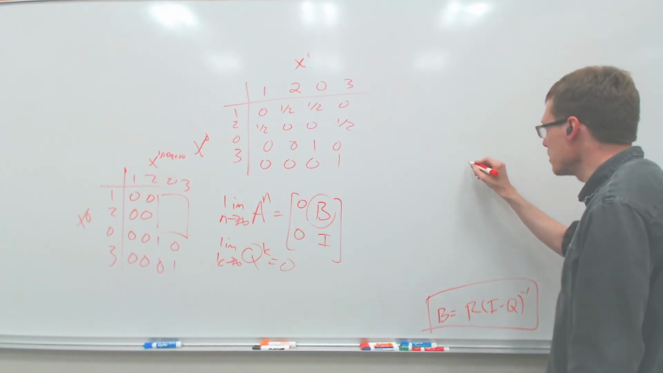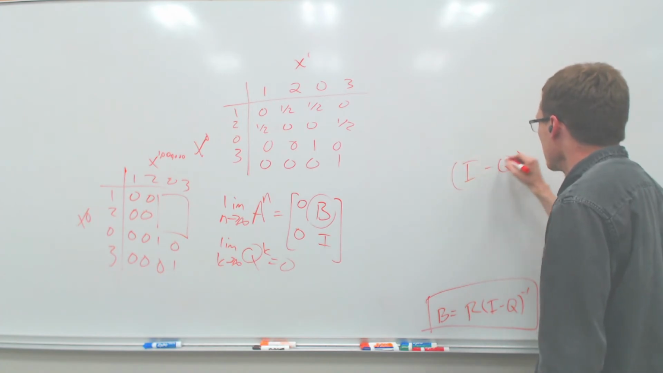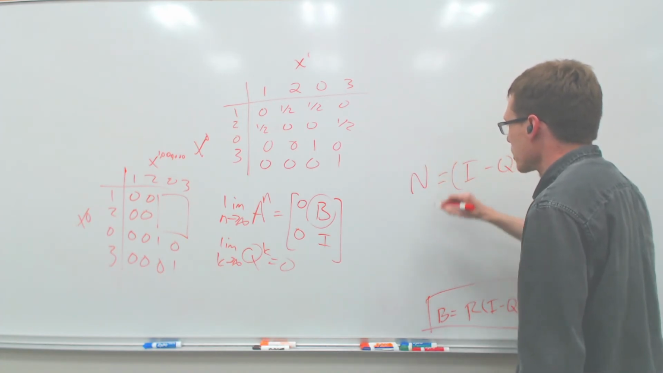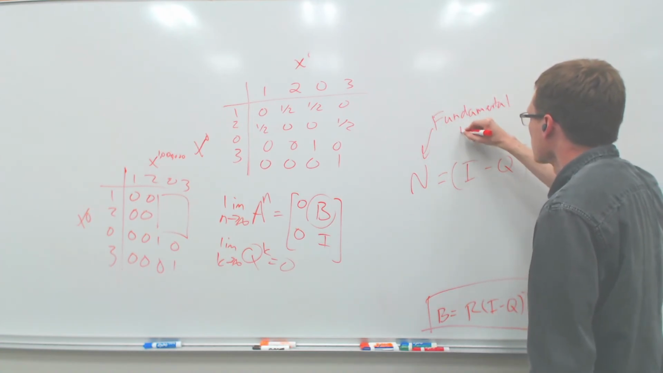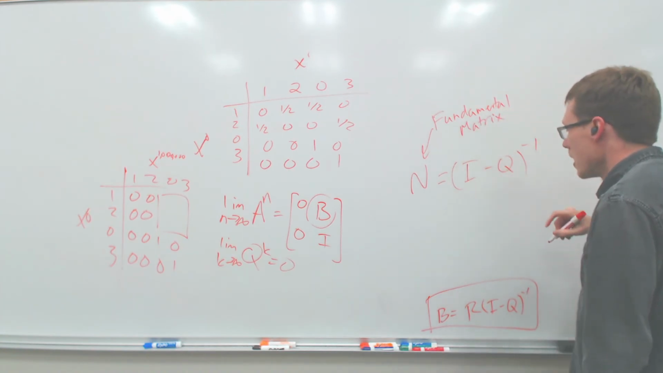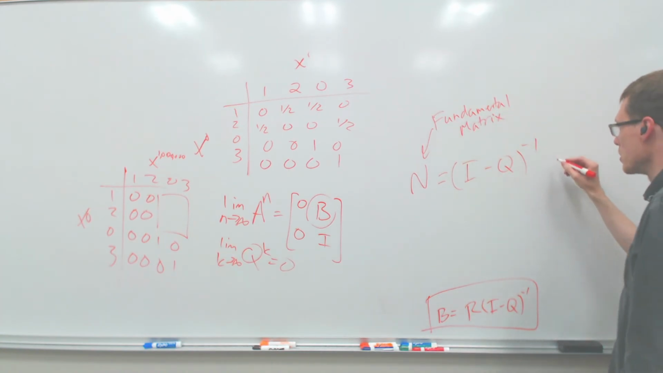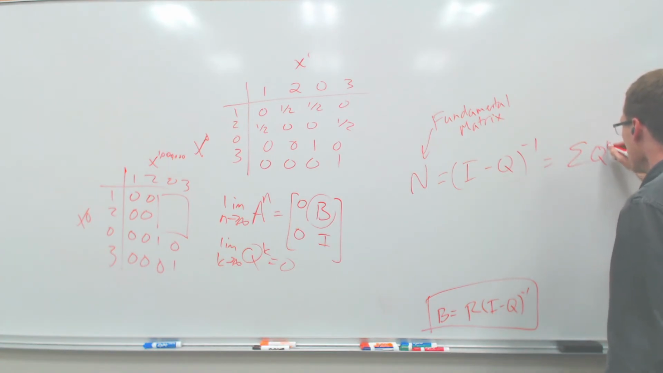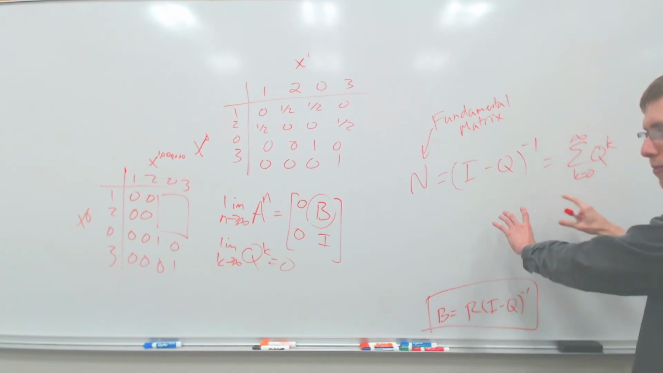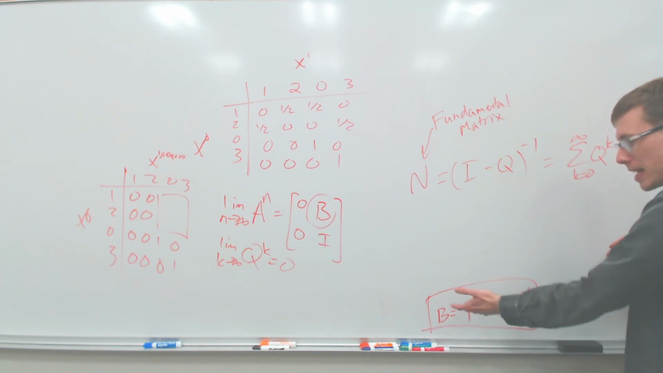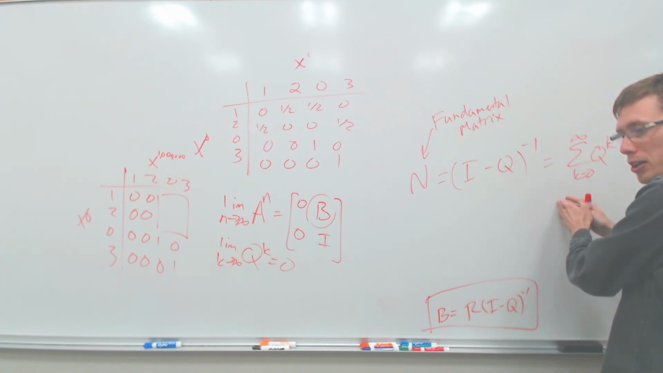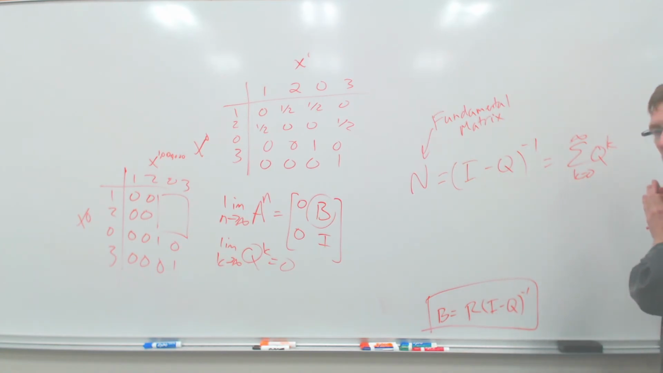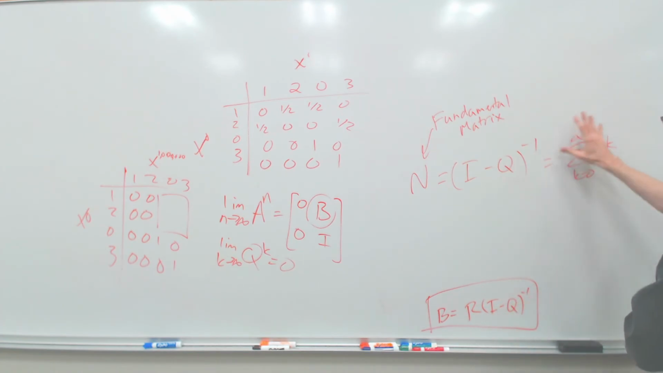Now, this I minus Q inverse is actually kind of interesting. This is called the fundamental matrix. And not surprisingly, this is equal to the sum of Q to the K from K equals 0 to infinity. Right, and we could see that just because that was that infinite sum with all those Qs, and there was just an R in it. That was our equation for B. I already erased it, but it was just QR, Q squared R, Q cubed R, right? So you factor out the R, and then you get just this, right?